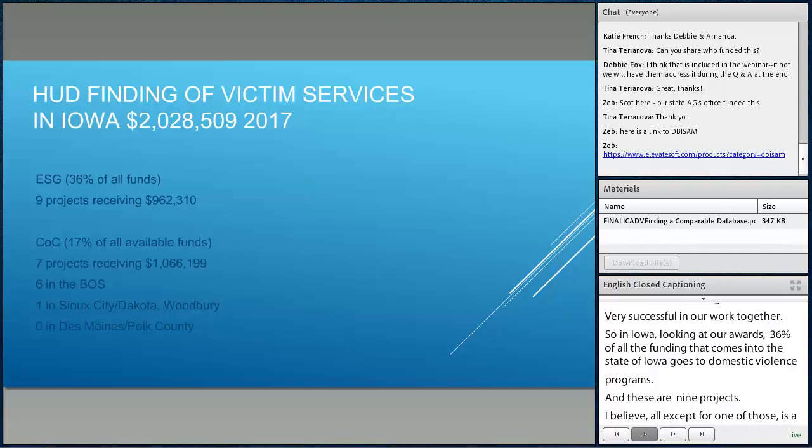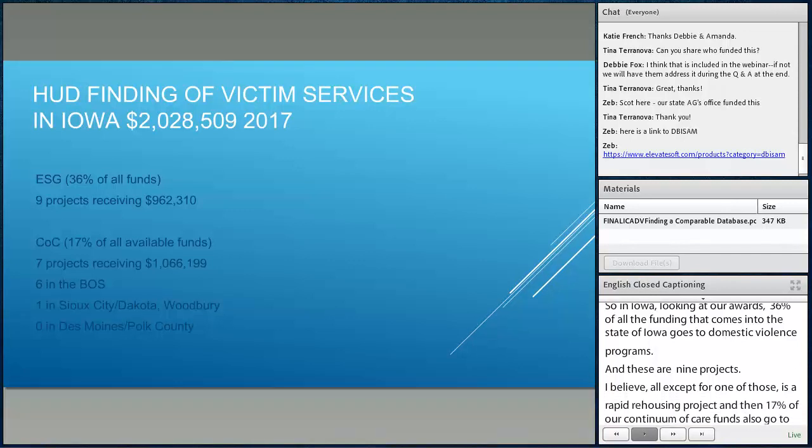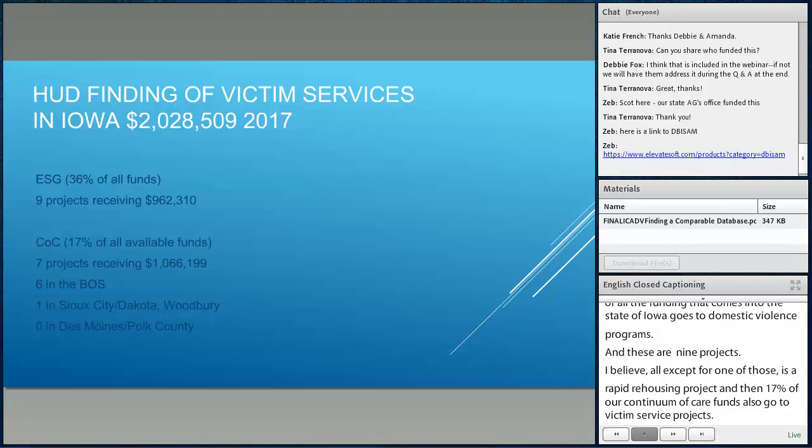6 of those are in the balance of state. There's 1 in Sioux City, and there are none in Des Moines right now, but we are very hopeful with some of the new continuum of care funding streams and focus on domestic violence rapid rehousing that we can get a project in Des Moines as well, because it's desperately needed.